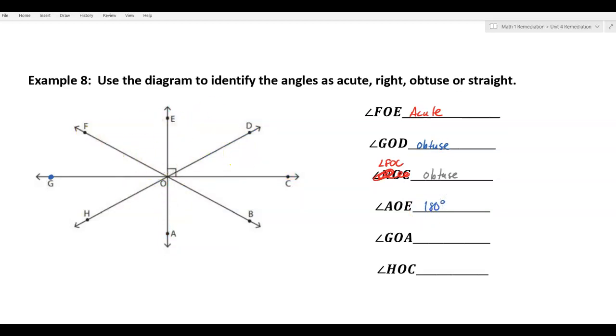Next one, angle GOA. If I look here, if this angle is 90 degrees, this angle is 90, this angle is 90, that there is going to be, AOE is a straight angle, and GOA would be a right angle. Then when I look, HOC, clearly more than 90, therefore it is obtuse.